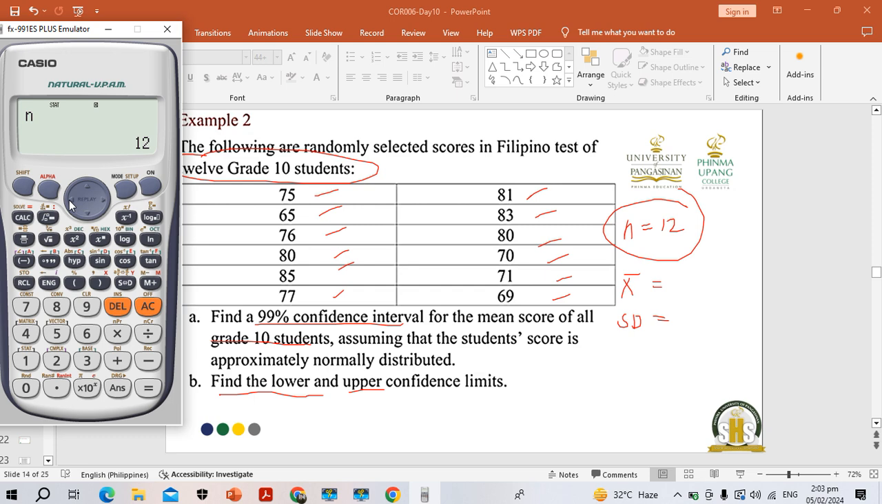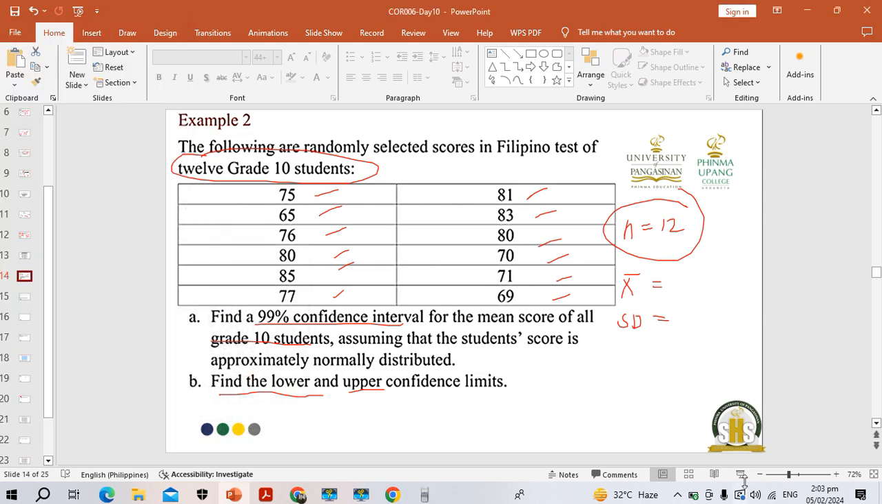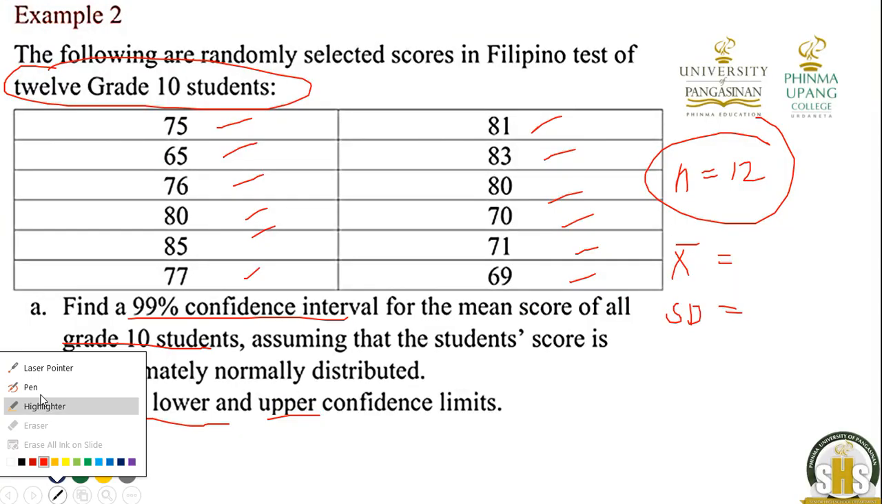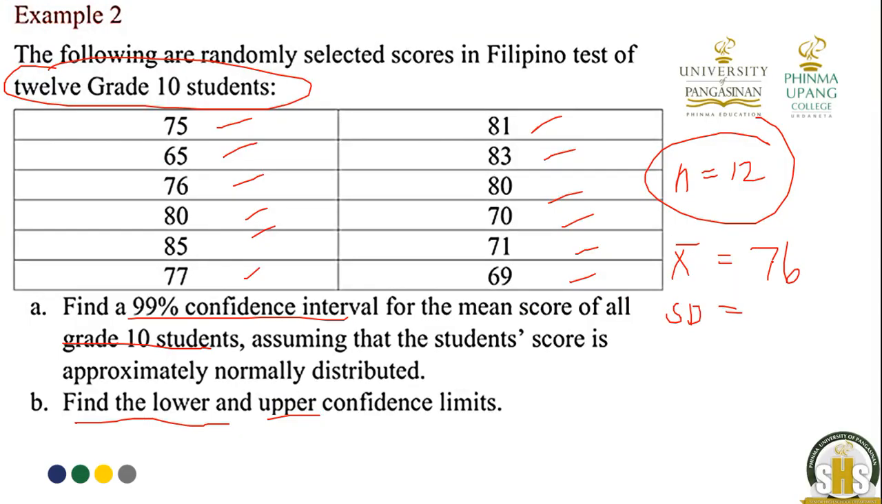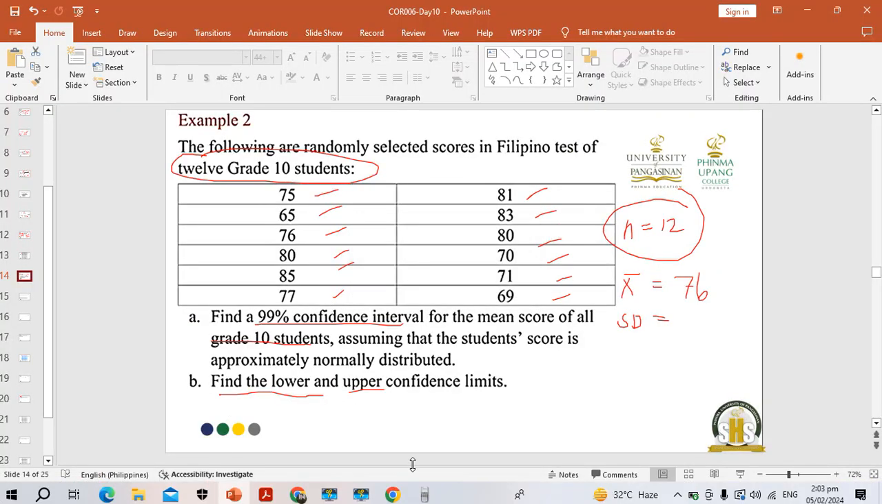Then what is df? What is df of 12? 11, sir. Okay. And of course, the mean is 76. Sabi ng calculator ko, 76 daw. Okay po, magtiwala tayo.